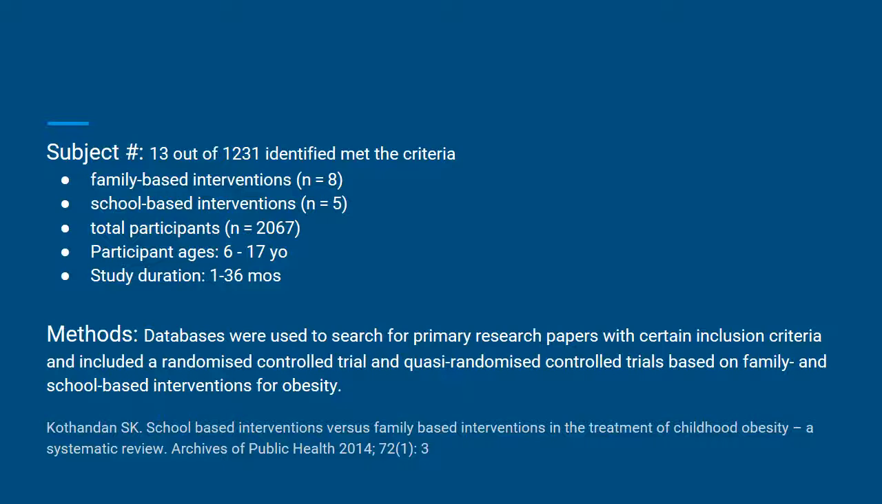The study included 13 family-based and school-based interventions. The family-based interventions were numbered at 8, and the school-based interventions were numbered at 5. These included large group interventions with the total participants numbering at 2,067. The participants were ages 6 to 17 years old, and the study lasted from 1 to 3 years. Databases were used to search for primary research papers with certain inclusion criteria and included a randomized controlled trial and quasi-randomized controlled trial based on family and school-based interventions for obesity.